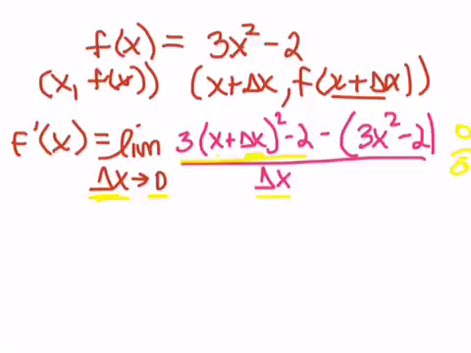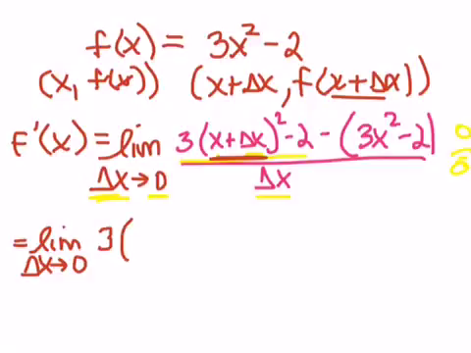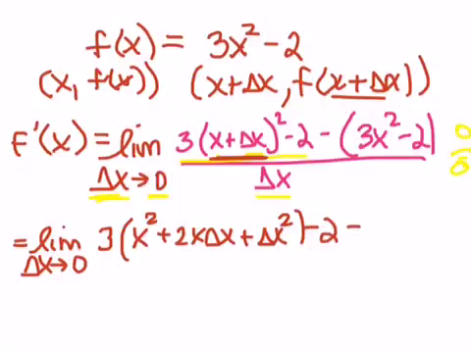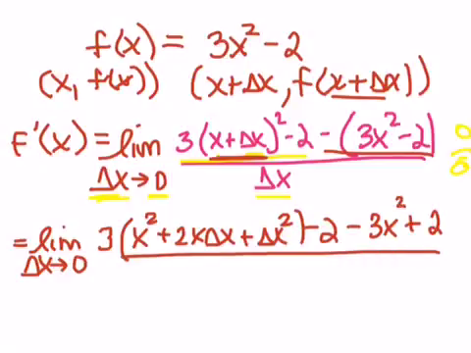Okay, so I'm just going to keep writing my limit as delta x goes to 0. So I'm going to multiply out this x plus delta x. So I'm going to have 3, and that's going to give me x squared plus 2x delta x plus delta x squared, minus 2. And I'm going to carry the negative through on this piece. That's going to give me negative 3x squared plus 2 over delta x.